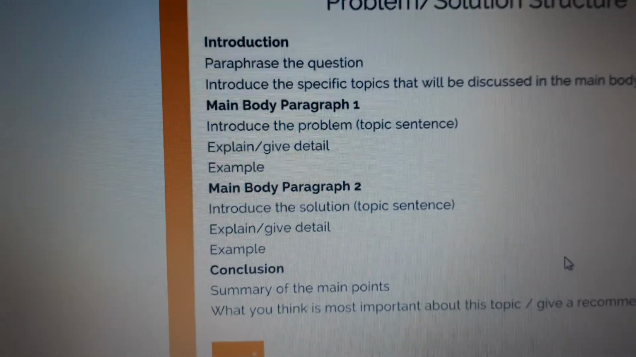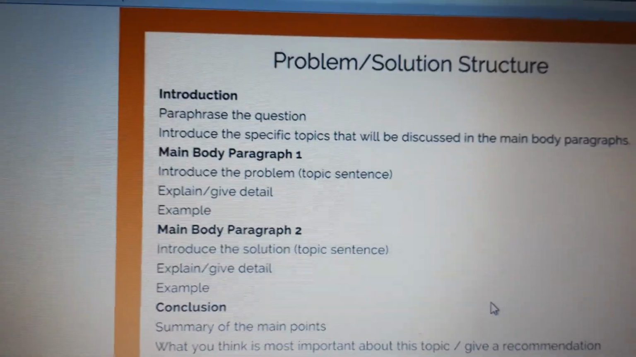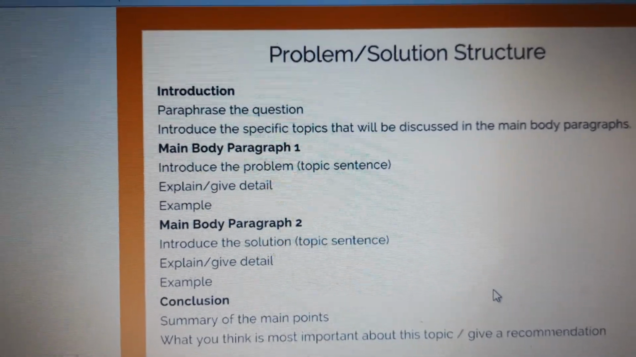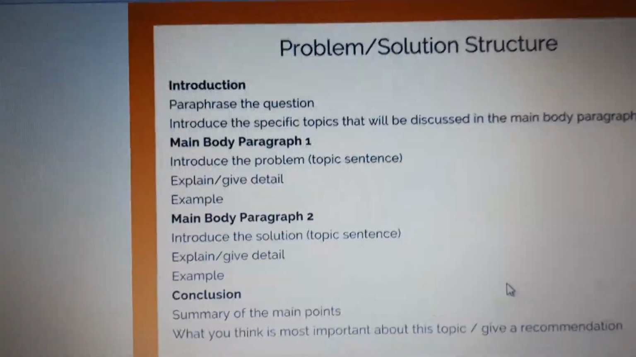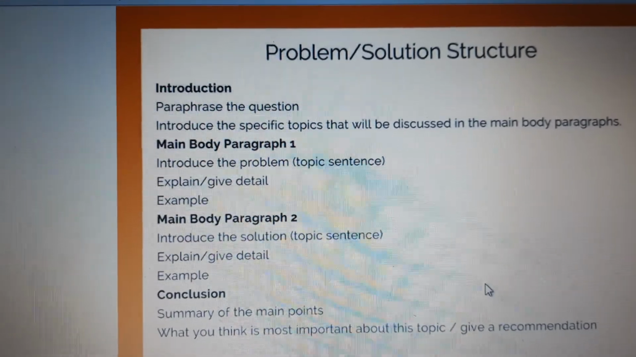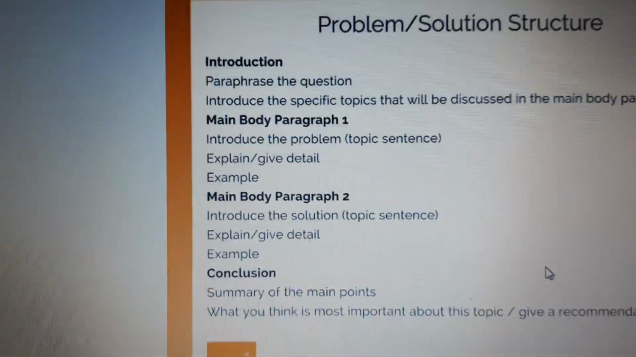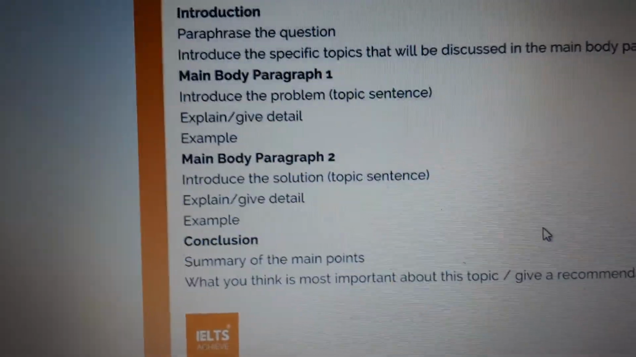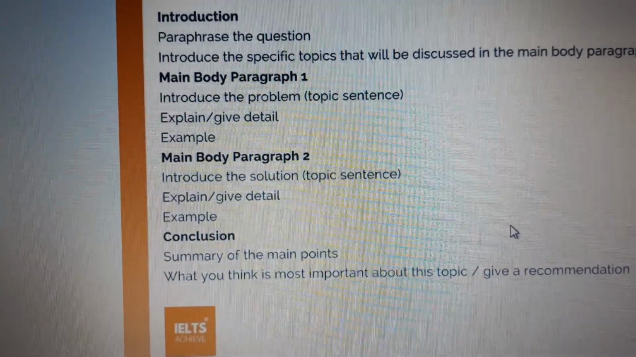Here, problem-solution structure. Introduction: if you have a question, paraphrase the question using synonyms. Introduce the specific topics that will be discussed in the main body paragraphs. Main body paragraph 1: introduce the problem, topic sentence, explain, give a detailed example. Main body paragraph 2: introduce the solution, topic sentence, give examples, explain, give a detailed example. Conclusion: summary of the main points. Say what you think is most important about this topic, and give a recommendation.